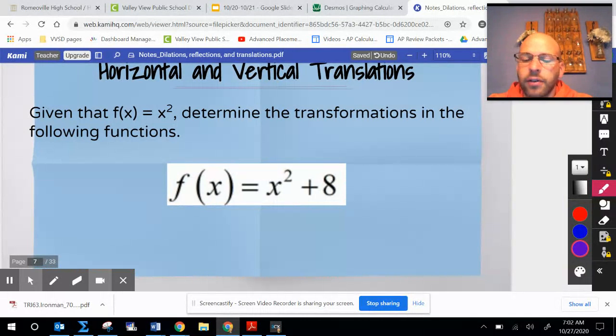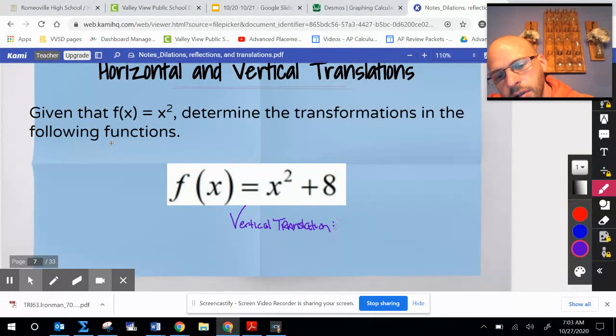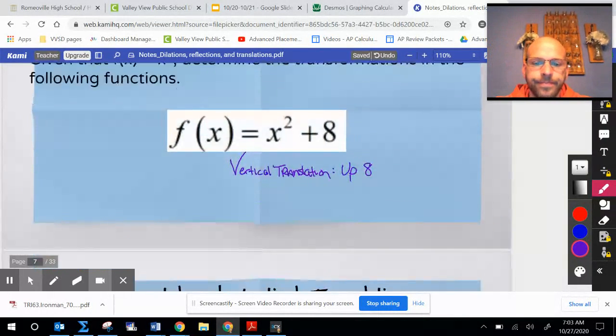If you add 8, now if you notice that this time the 8 is not inside the parentheses, it's just being added to the end of my function. So when you add that 8 to the end, that is now a vertical translation up 8. Okay.